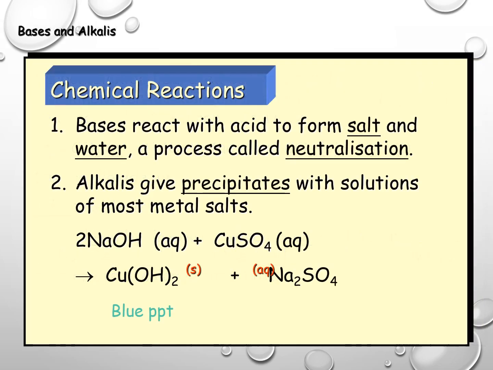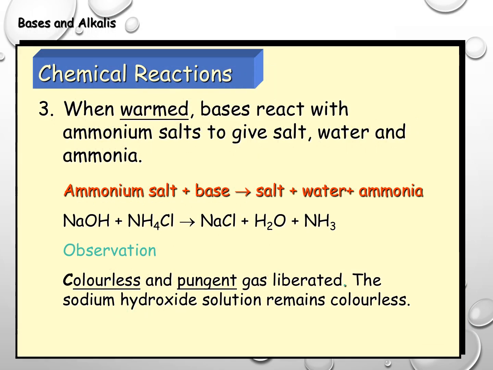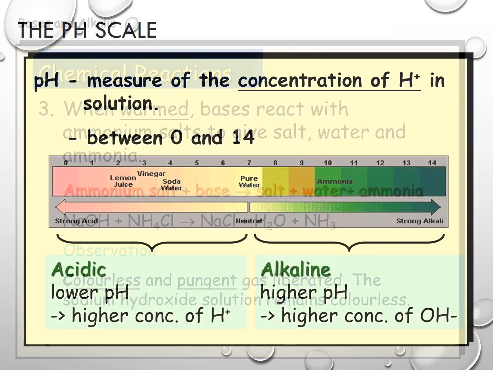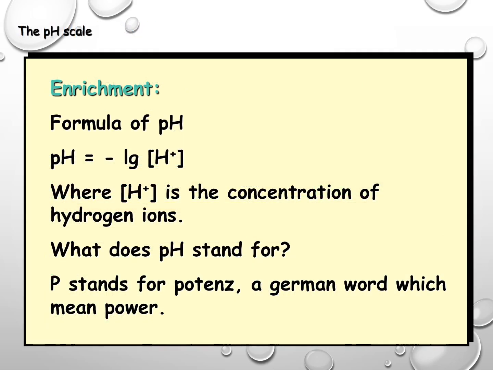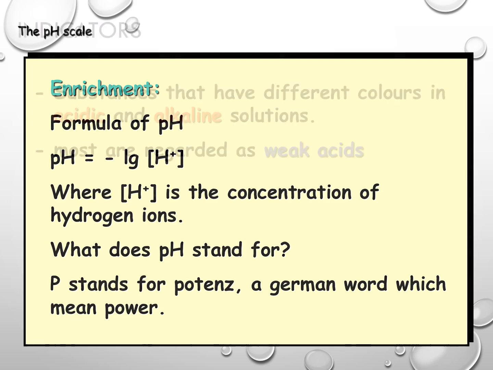Finally, let us discuss pH and indicators. The pH scale measures the concentration of hydrogen ions in a solution. The scale ranges from 0 to 14. Solutions with a pH below 7 are acidic. Solutions with a pH above 7 are alkaline. A pH of 7 indicates a neutral solution. The lower the pH value, the stronger the acid. Similarly, the higher the pH value, the stronger the alkali.